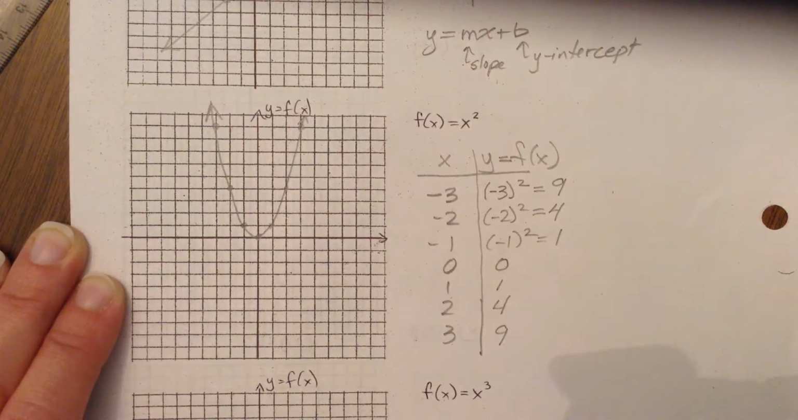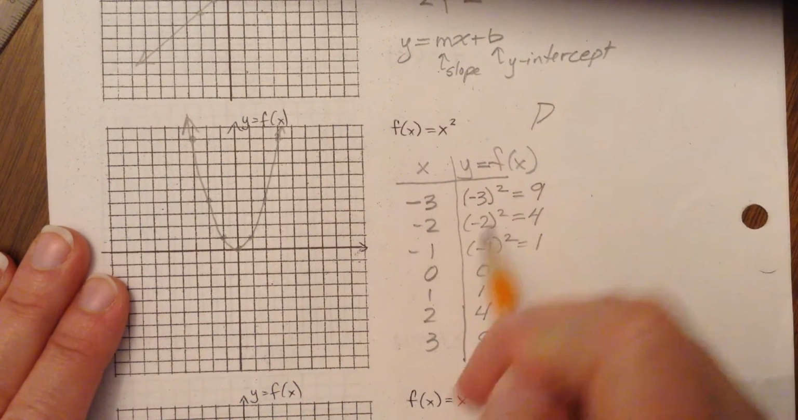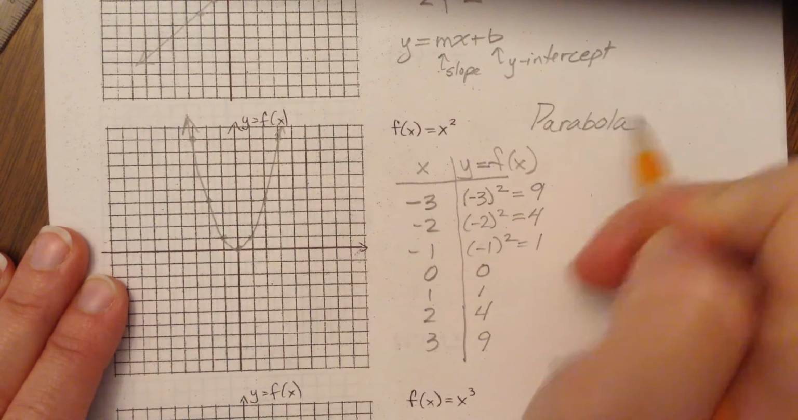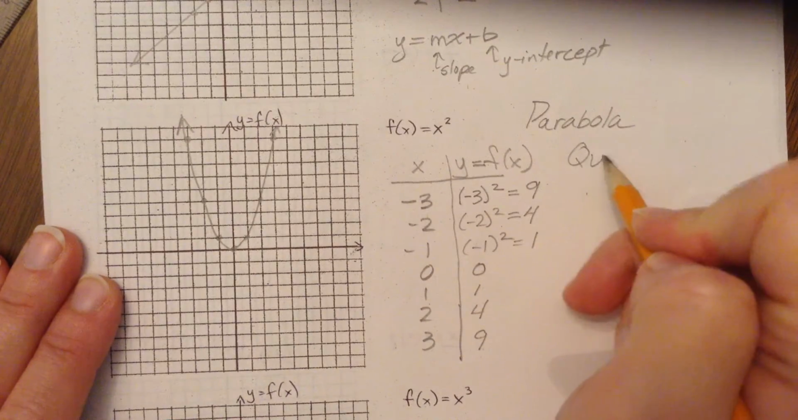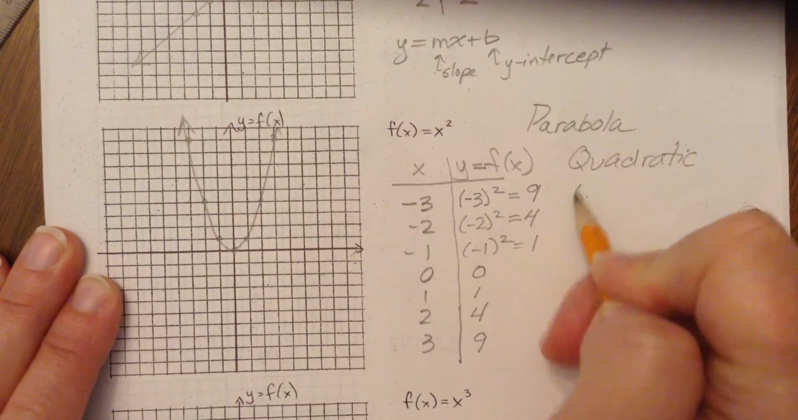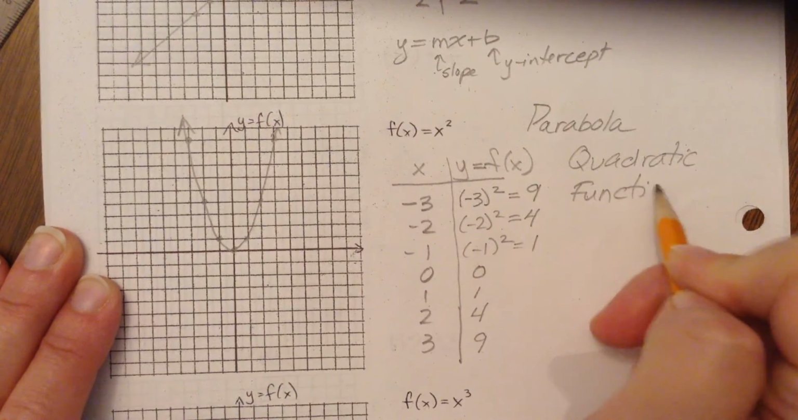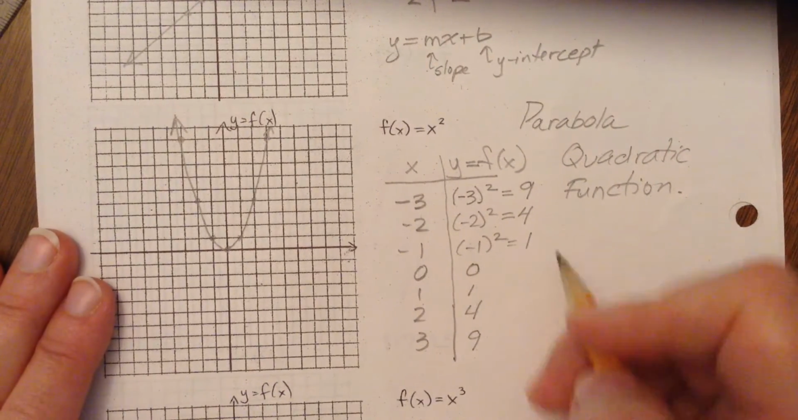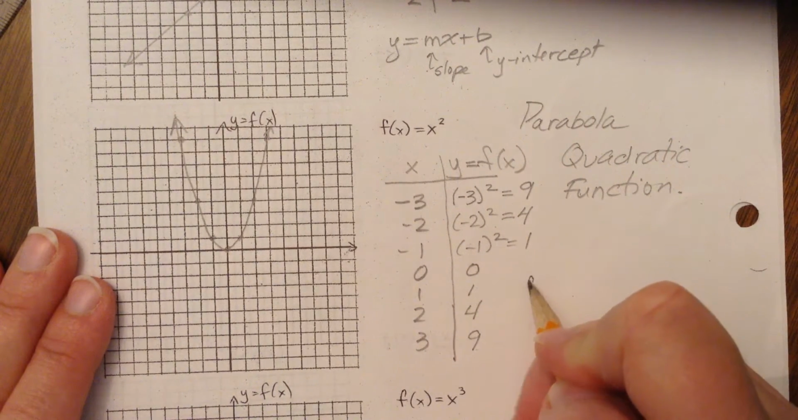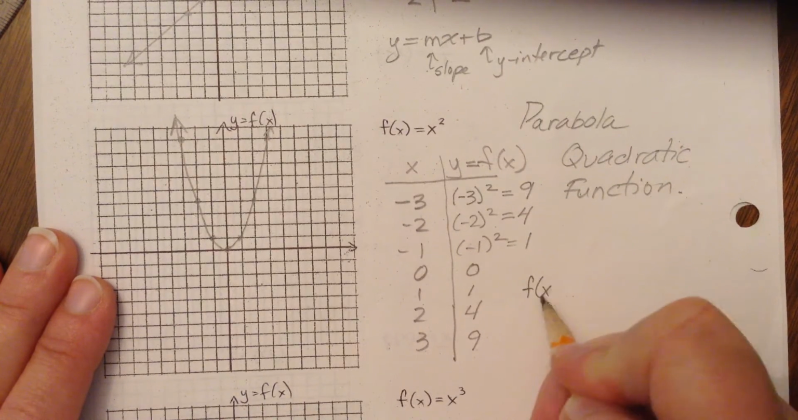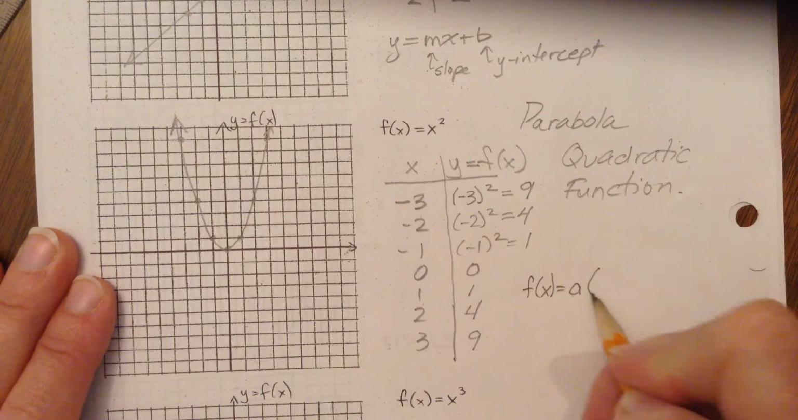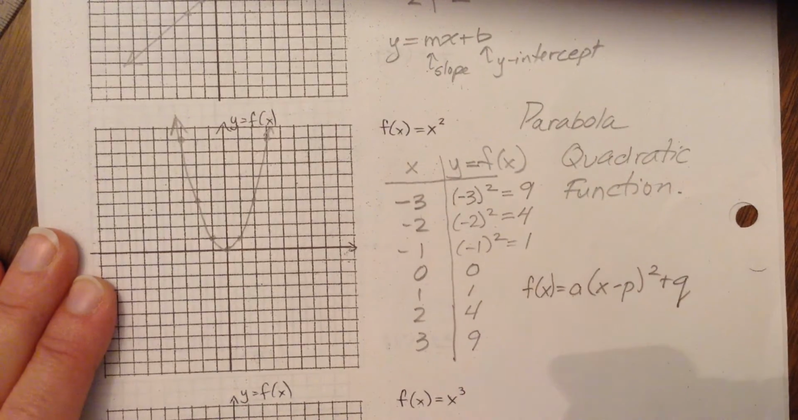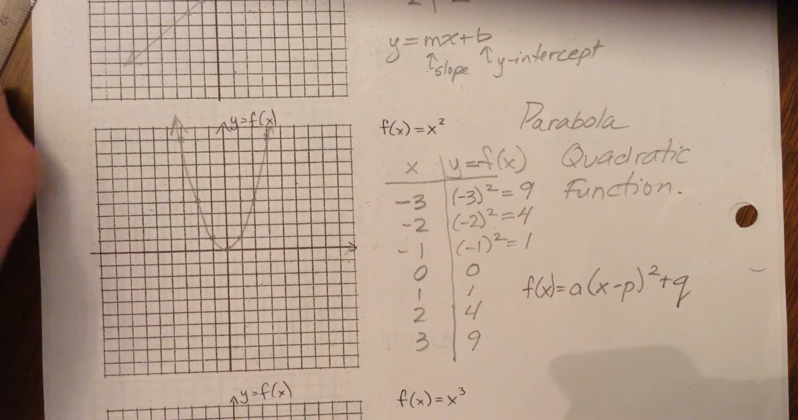And do you remember what this function is called? It starts with a P and ends with an abola. It is a parabola, which is a quadratic function. Okay, and that's our basic quadratic function. In grade 10, you would have started to learn about these, and you would have also learned about some transformations. This would be the function that could be used to describe any quadratic function in vertex form.